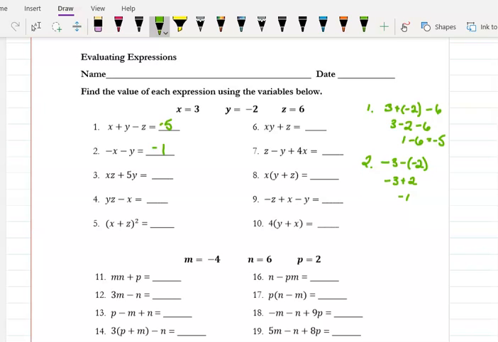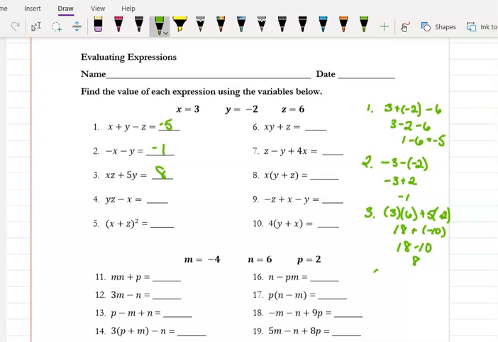Number 3, multiplying x times z. So that's 3 times z is 6 plus 5 times y, which is negative 2. So 18 plus 5 times negative 2 is negative 10. And as I said in number 1, if you have plus and negative together, that really just means negative. So 18 minus 10, which would equal 8.